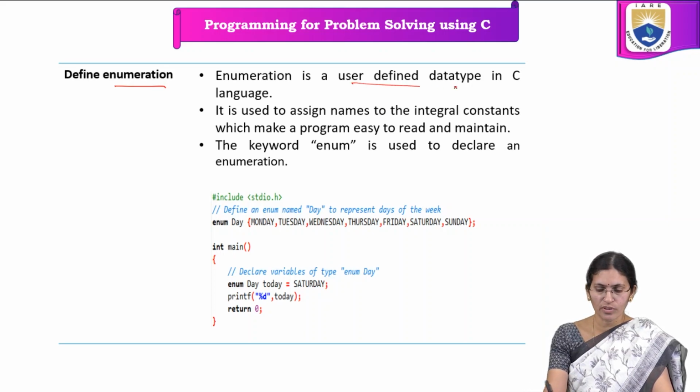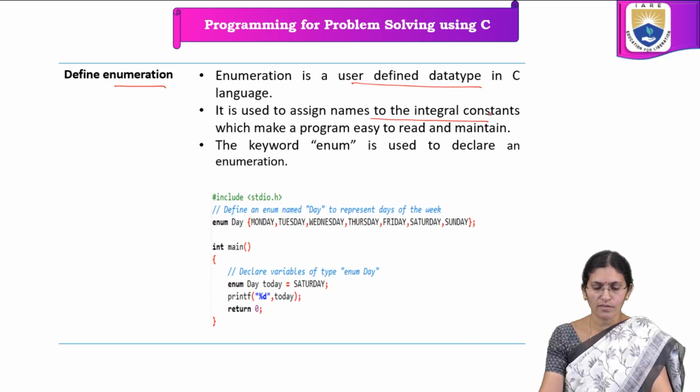It is also a user defined data type in C programming language. It is used to assign integral constants. So because of this, a program becomes easy to read and maintain. So keyword enum is used to declare an enumeration here. So this is a simple program to declare enumerated data type.